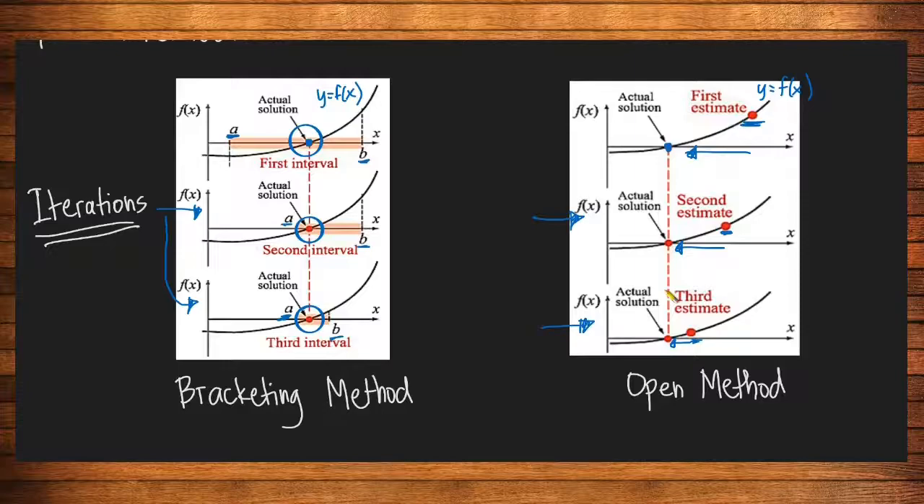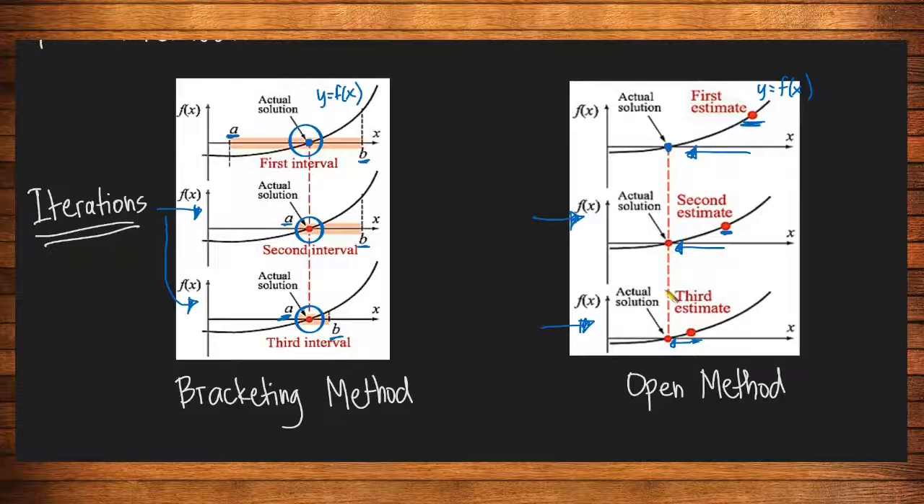So minsan yung algorithm, it yields a value that is receding from the actual solution. So instead of giving a value that is closer to the actual solution, yung nangyayari is when we perform or when we apply the algorithm, yung value na nakukuha natin is lumalayo ng lumalayo doon sa actual solution natin. So yun yung downside ng open methods. But when it converges or kapag lumalapit naman siya doon sa actual solution, it does so in a much more efficient and a much faster way than bracketing methods.